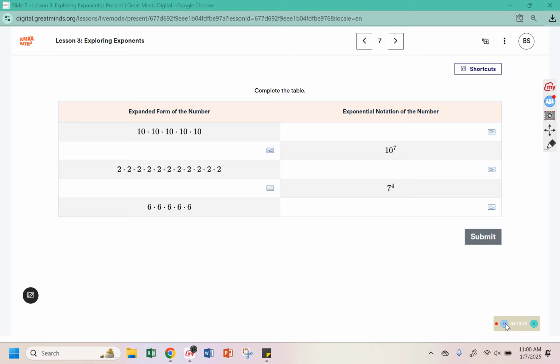For this slide, you're going to be writing them in exponential notation or expanded form. Go ahead and pause here so you can try them out and then come back and check when you're done.